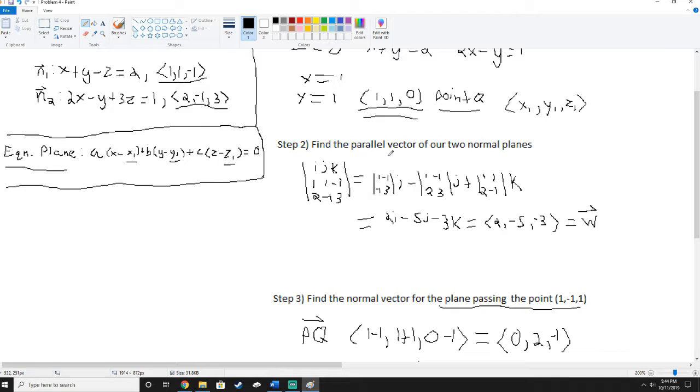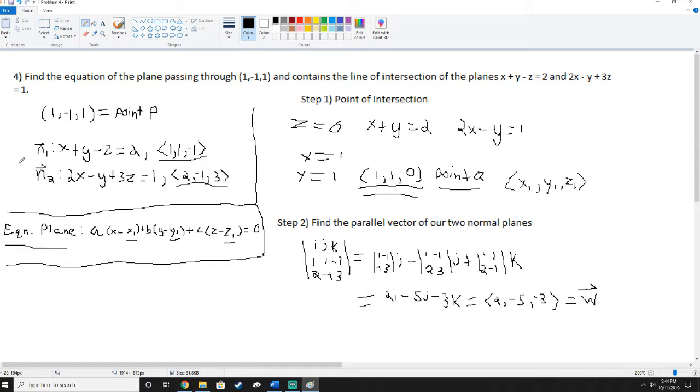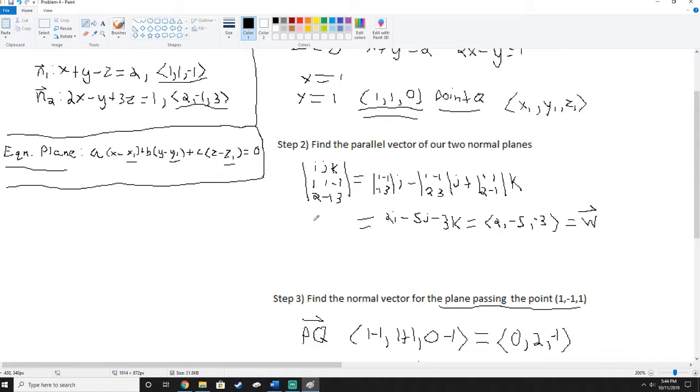So for step 2, we're going to find the parallel vector of our two normal planes. Our two normal planes being right here in the left-hand corner, x + y - z, and 2x - y + 3z, or more specifically, our vector coordinates. And we're going to find the cross product of those two vectors. So we're going to have our IJK matrix right here to find our new parallel vector. So for our i component, we're going to have 3 times 1 minus negative 1 times negative 1, or in this case, it'll just be 1, so 3 minus 1. So we should come out with 2i.